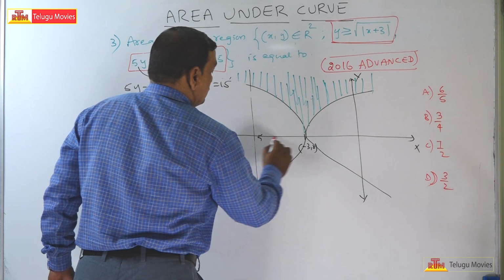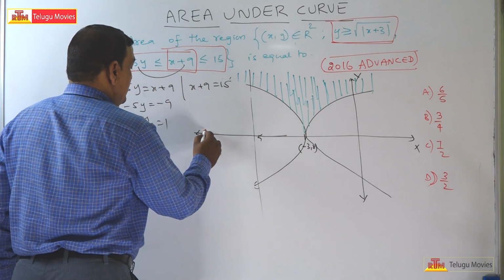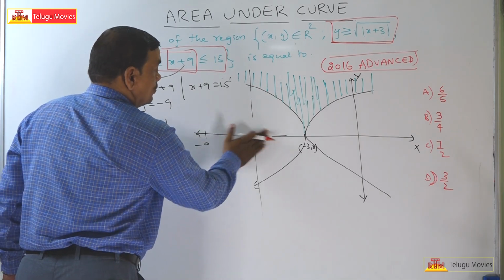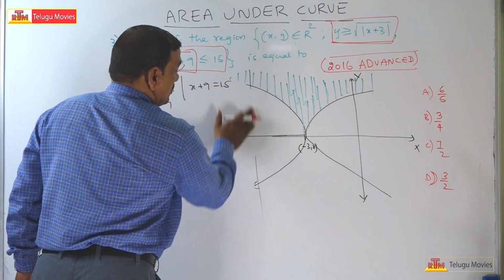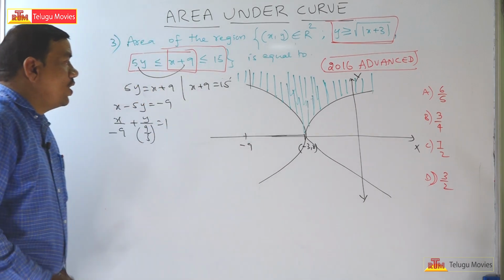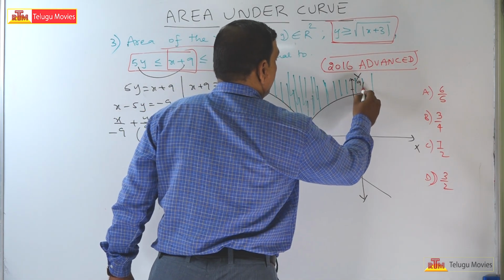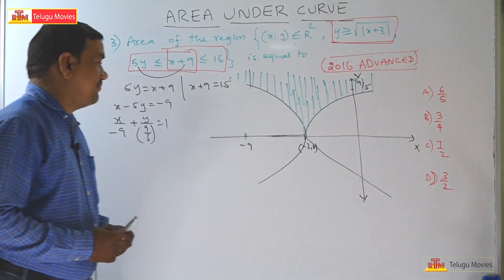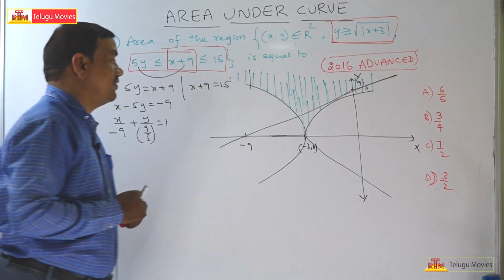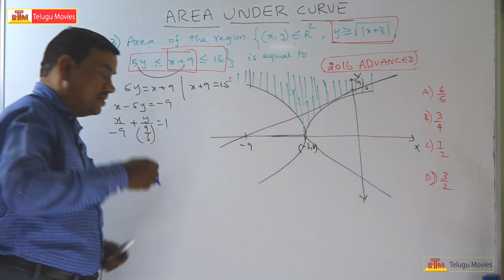It is a straight line with x intercept minus 9 and y intercept 9 by 5. Let us see this. I will draw in this only. Here the x intercept is minus 9, and the y intercept is 9 by 5. So, this is the straight line you will get. Here less than means what? Down.